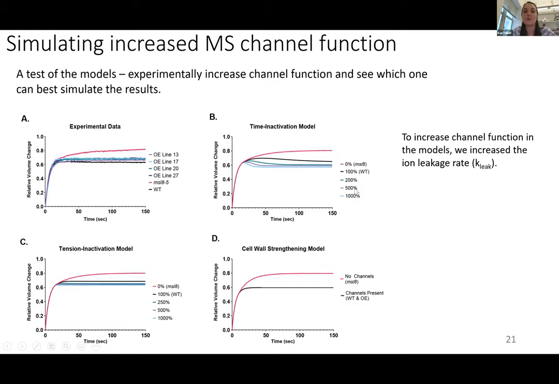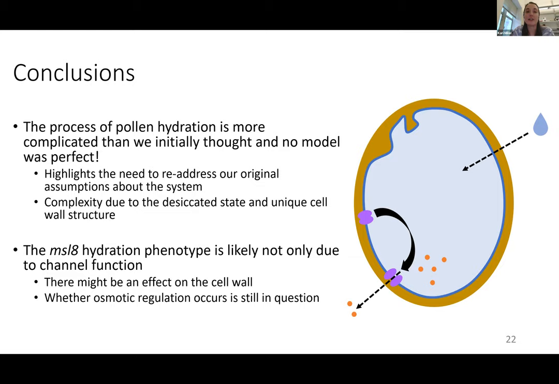And you see the time inactivation still has an overshoot. In fact, it gets more of an overshoot as time goes on. And then in the tension inactivation, it stabilizes pretty well. And then in the cell wall strengthening, since there is no channel function, there's no K leak value to modify. And you can see it stabilizes really well. So just based on this test, it seems like the tension inactivation and the cell wall strengthening model are still two pretty strong contenders.